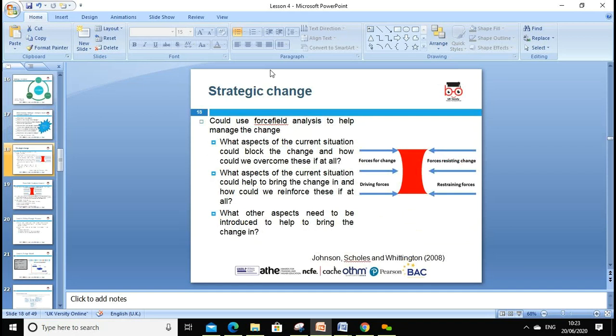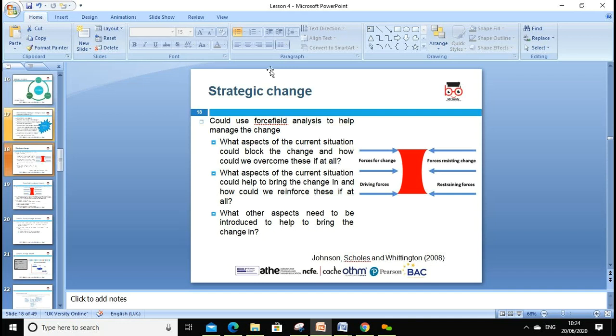Okay, then the force field model is quite a good model we need to think about when we change something. According to this model, some forces are the driving forces for change and some forces are restraint forces, those who don't want to change or don't like to change. So those forces we need to identify and work on them, if you really want to.